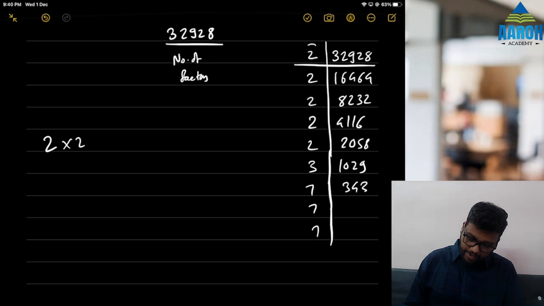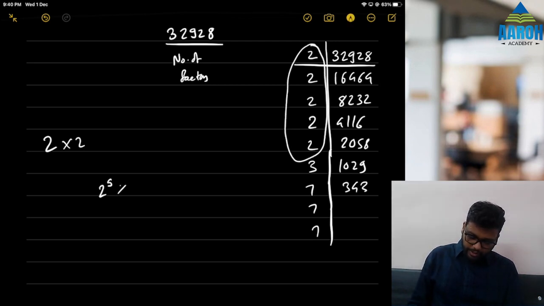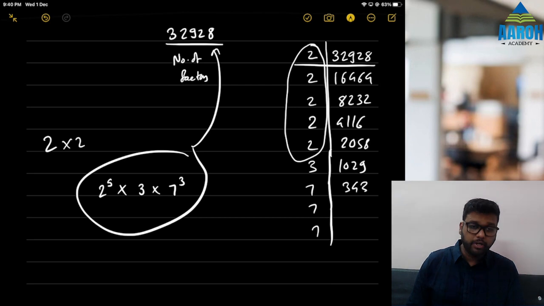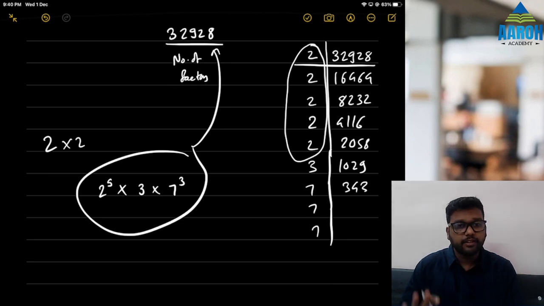That means factors of this number are 5 times 2. So 2 raised to 5 into 3 into 7 raised to 3. If you just check on calculator, this should give you this number, right? 7 raised to 3 is what? Just for cross checking, 7 raised to 3 is 343, into 2 raised to 5 is 32, into 3, 32,928. Correct. Fine.